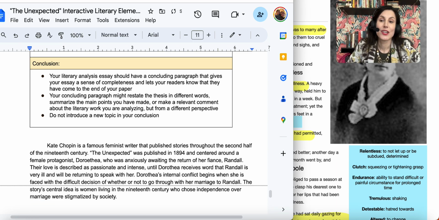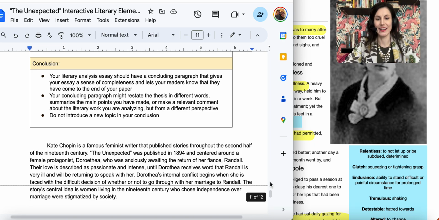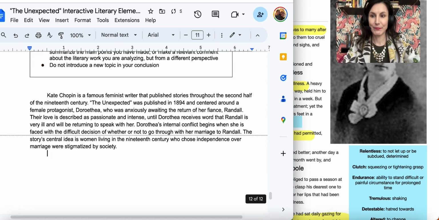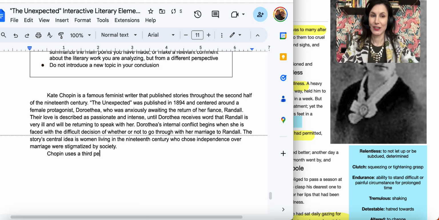So now I will go into my body paragraph. All right, let's see. What piece of evidence? So we're talking about the conflict. All right, let's just start it out here. What if we say, Chopin uses a third person narration with limited perspective to show the reader.